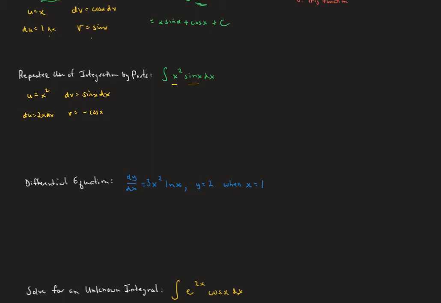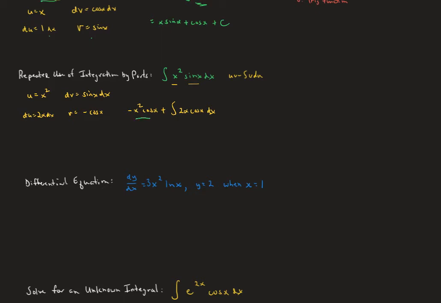So we get uv minus the integral of v du, that's our pattern. So u times v is going to be negative x squared cosine x, minus the integral of v du, but our v and du has another negative sign, so that becomes plus, and then we get 2x cosine of x dx. But we can't solve this directly yet either. So we do it again.